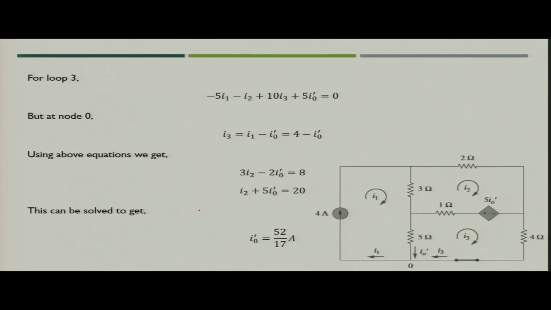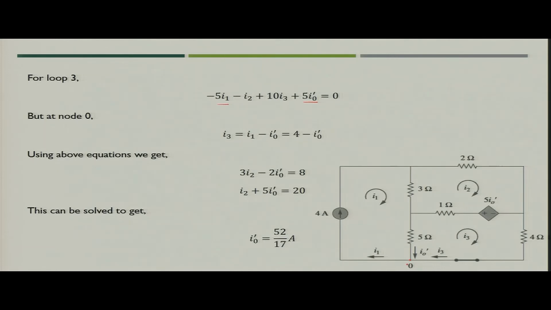and equal to 0. For loop 3, you can write the mesh equation using KVL, that is minus 5 I1 minus I2 plus 10 I3 plus 5 I naught dash. Here you are going from plus to minus, so it is plus 5 I naught dash, and equal to 0. Now since it is a dependent source, loop equations alone are not able to solve the circuit.